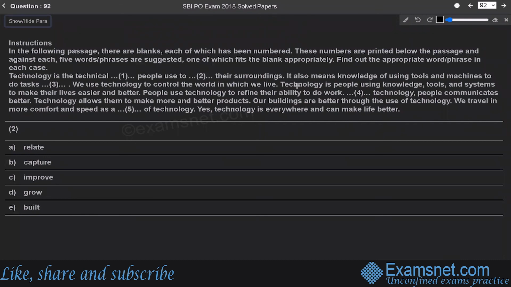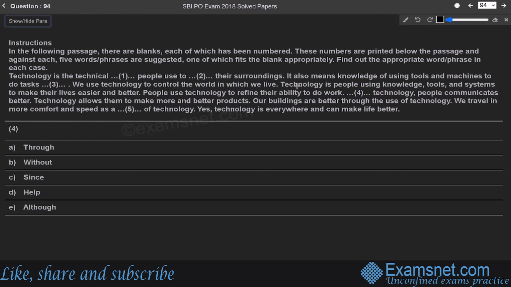Now, moving on to the second part, which is: people use to blank their surroundings. So here, technology can be used to improve the surroundings. So improve will suit the second blank. So we can say that the correct option will be option number C here, which is improve. Third part is: it also means knowledge of using tools to task blank. See, if we use technology, we can do all the tasks efficiently. So we can say that the correct option will be option number C, which is efficiently.